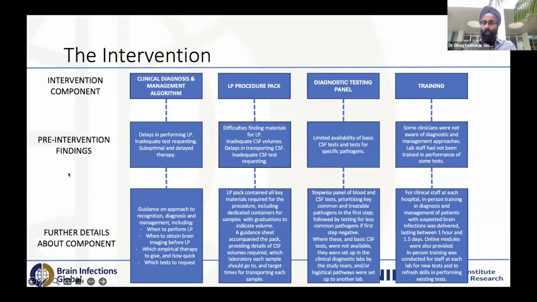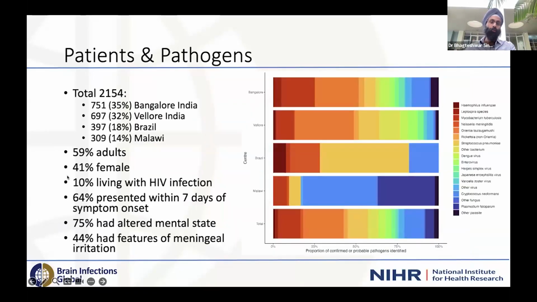And the intervention contained multiple components. You can see this third one along here, the diagnostic testing panel, focused on microbiological diagnosis, but Rafael will tell us a bit more about how you can't skip the other steps if you really want to make a diagnosis.